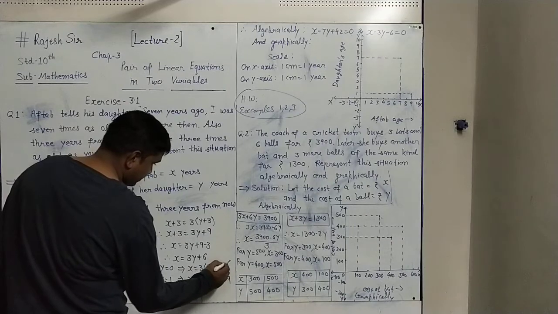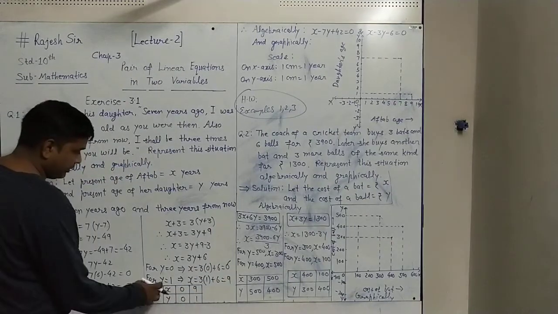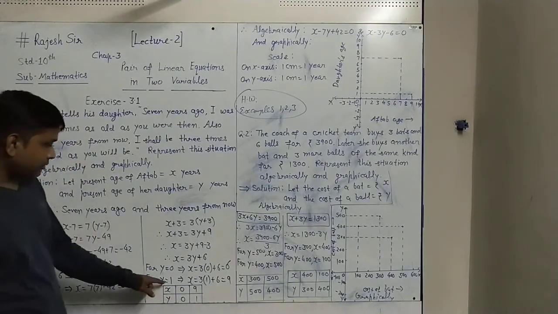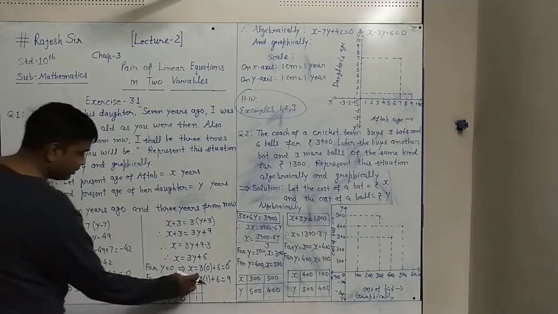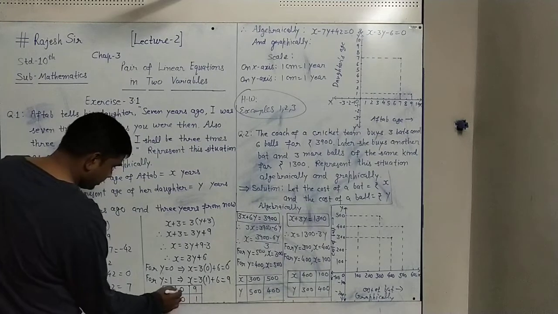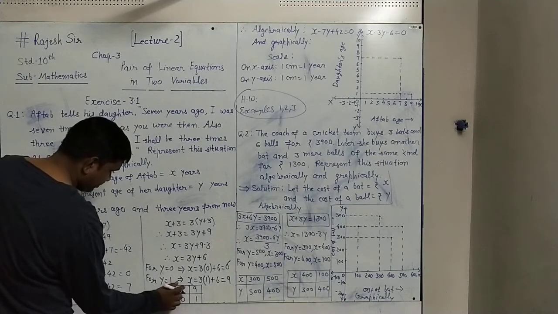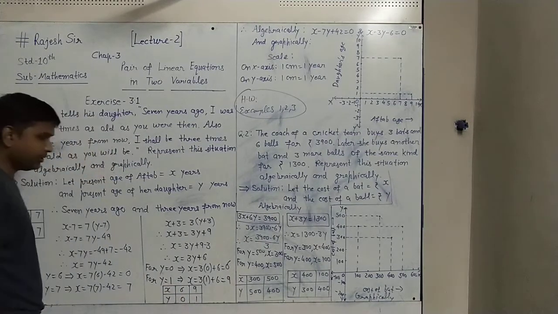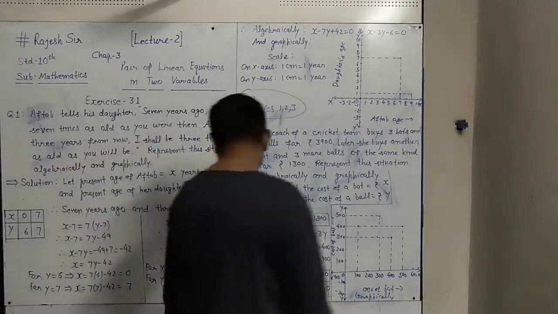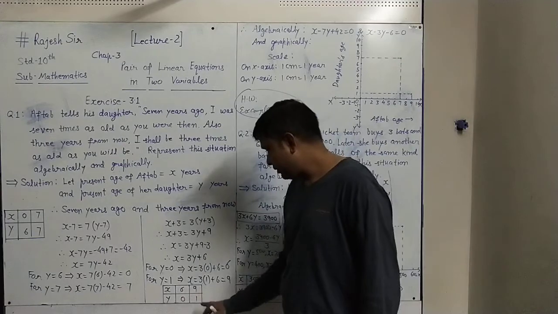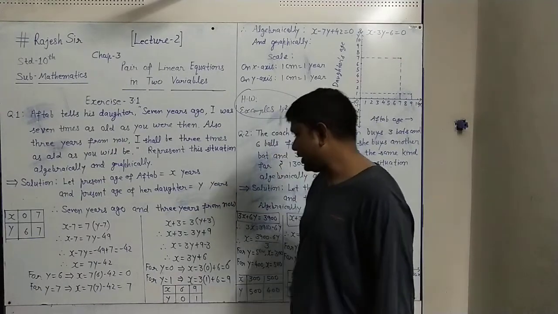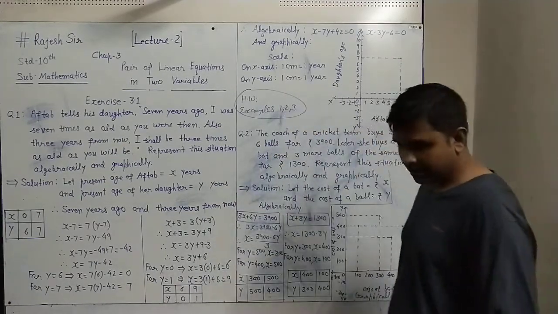Right? And for y equal to 1, this will be 3 into 1 is 3, plus 6, 9. So x equal to 9 here. Right? So this is for y equal to 0, x equal to 6, and for y equal to 1, x equal to 9. This is the second table we have.